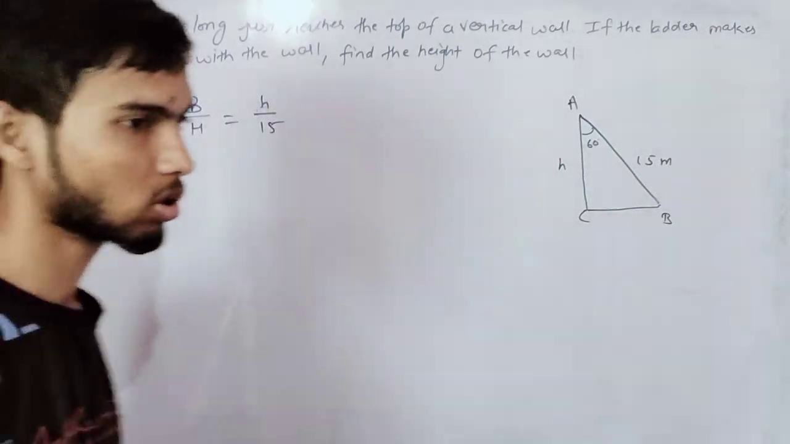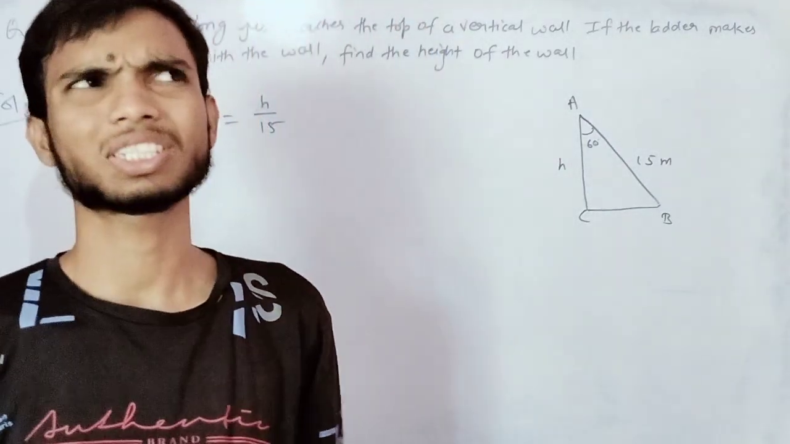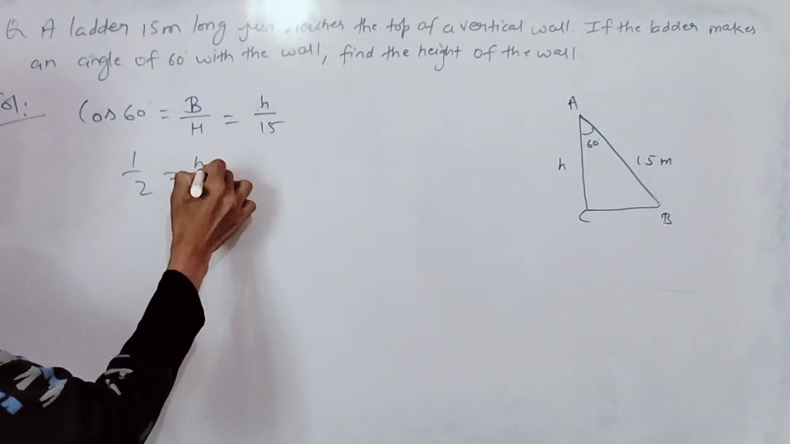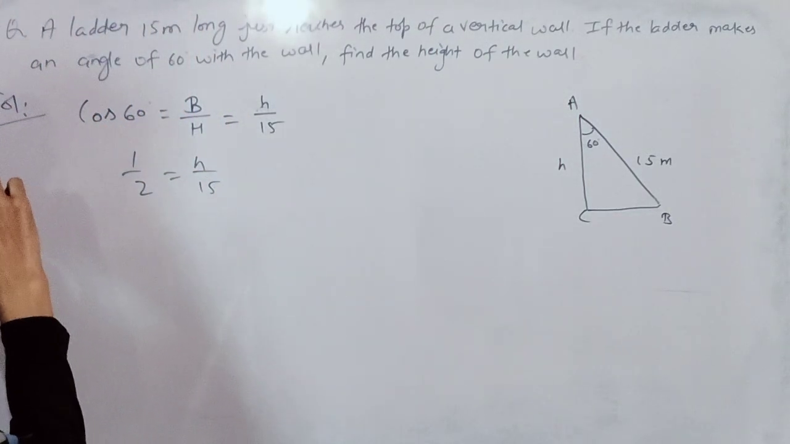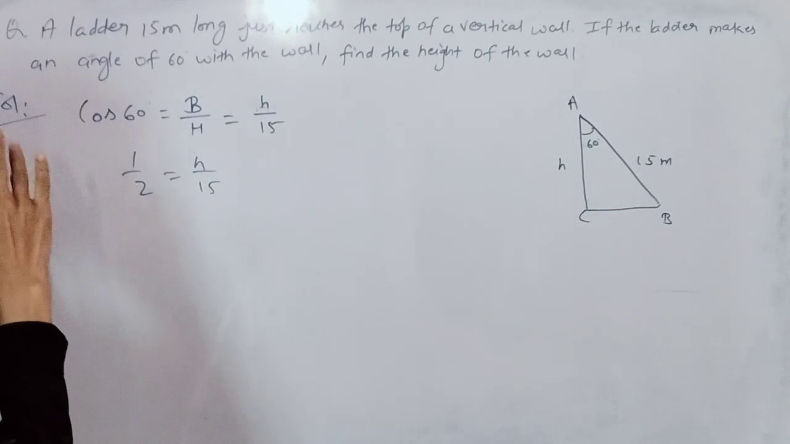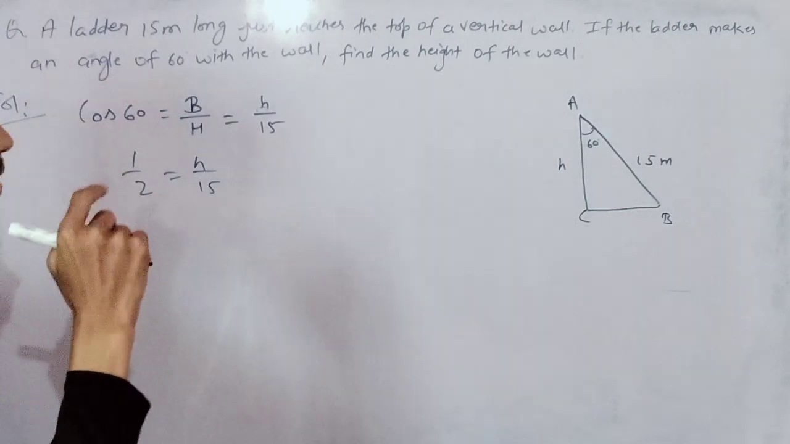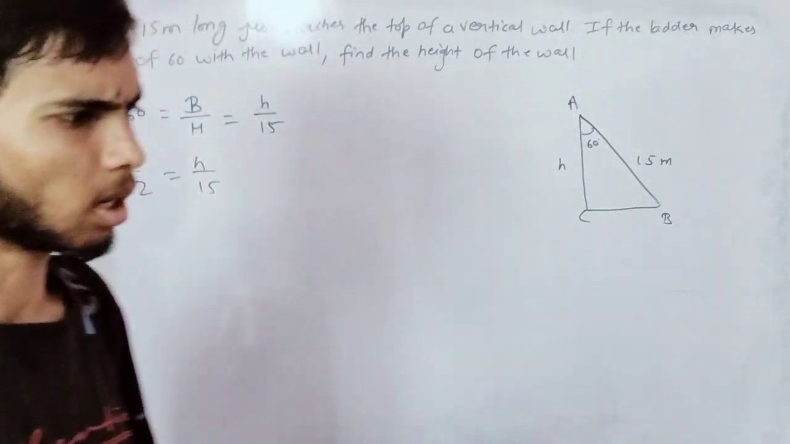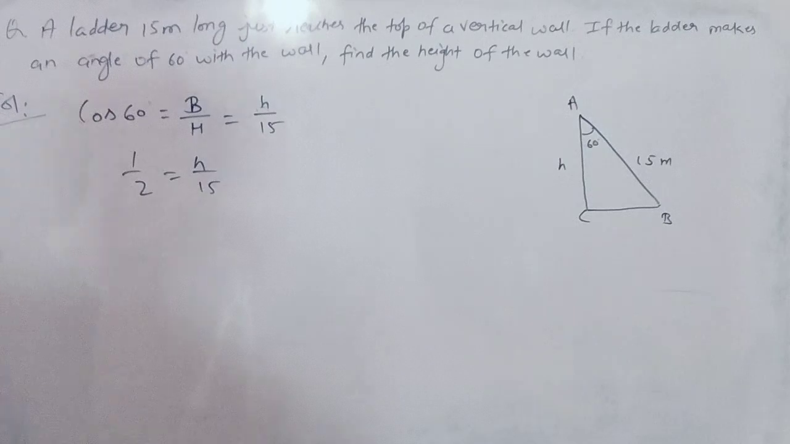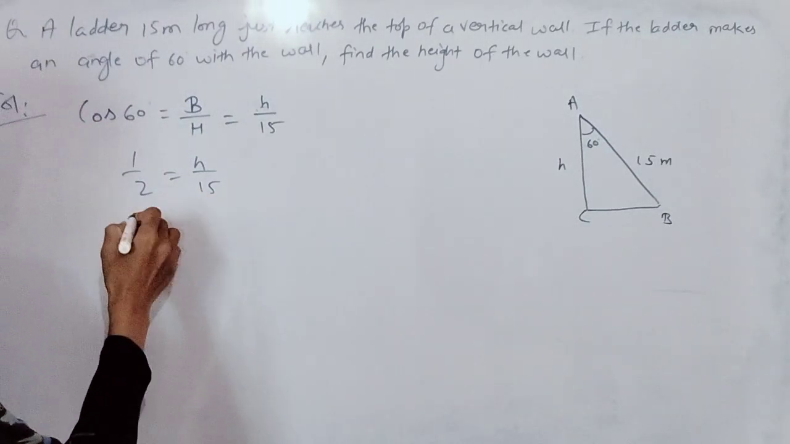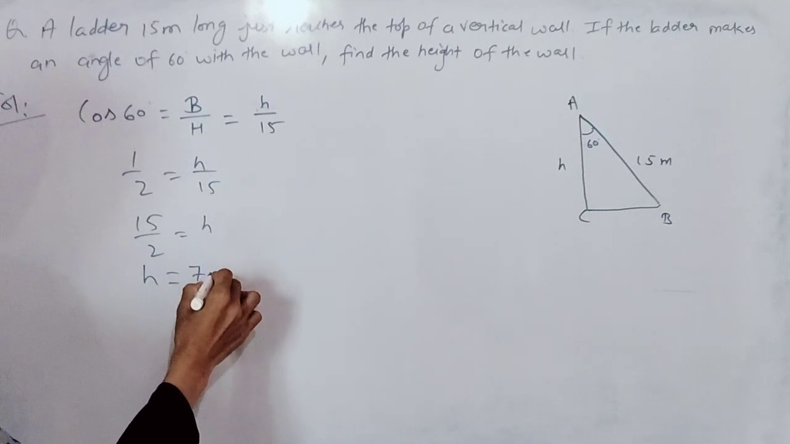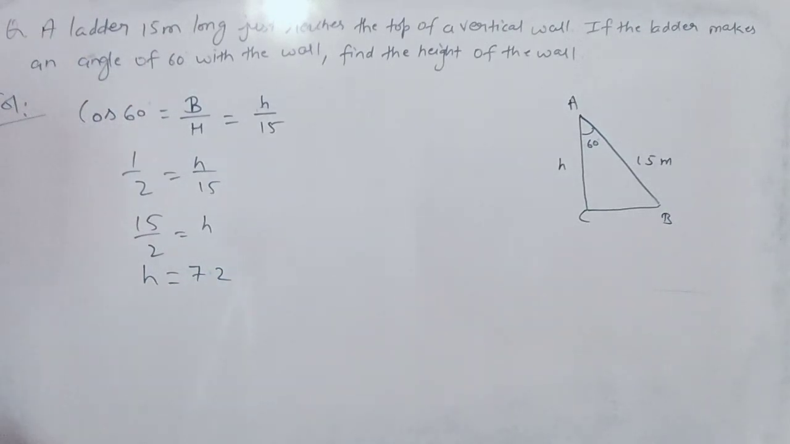Now, what is the value of cos 60? 1 by 2. So 1 by 2 equals h upon 15. Base upon hypotenuse, yes, it is correct. So 15 by 2 gives you how much? 7.2. The height of this wall is 7.2.